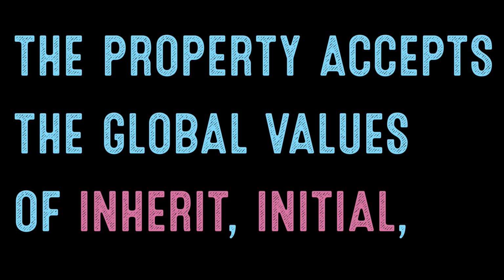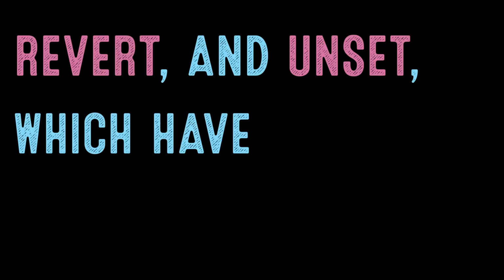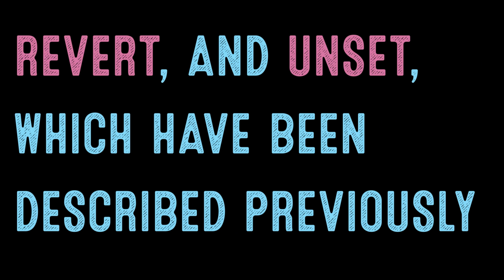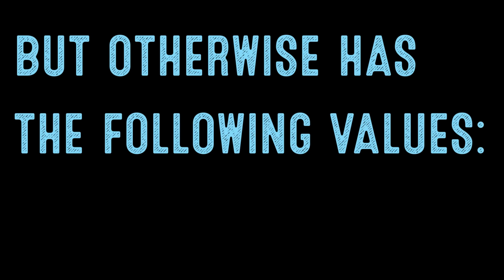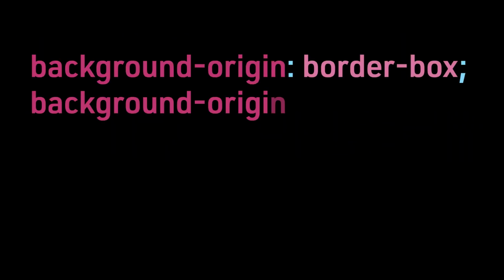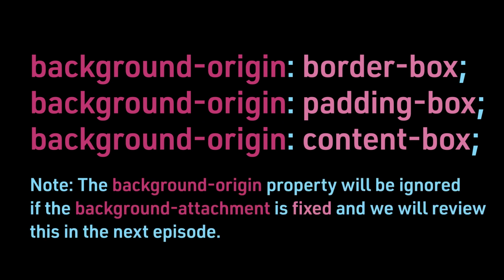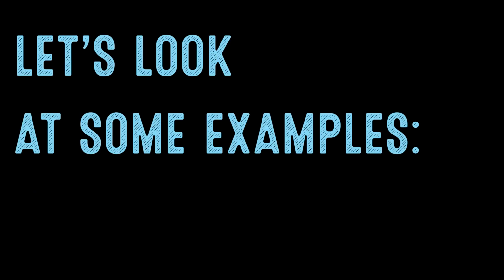The property accepts the global values of inherit, initial, revert, and unset, which have been described previously, but otherwise has the following values: background-origin: border-box, background-origin: padding-box, and background-origin: content-box. Note: the background origin property will be ignored if the background attachment is fixed, and we will review this in the next episode. Let's look at some examples.